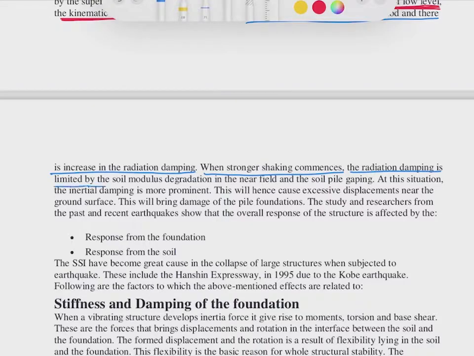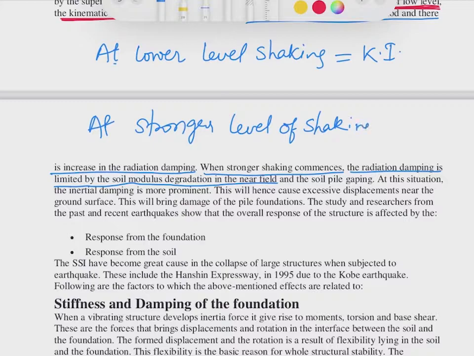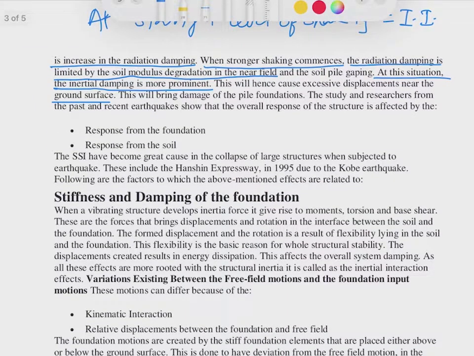The radiation damping is limited by the soil modulus degradation in the near field. At this situation, the inertial damping is more prominent. So we can conclude by saying two lines. First, at lower level shaking, kinematic interaction becomes prominent. At stronger level of shaking of ground, the inertial interaction becomes prominent. So the same thing is written: at this situation, the inertial damping is more prominent, and this will hence cause excessive displacement near the ground surface, and this will bring damage of the pile foundations.